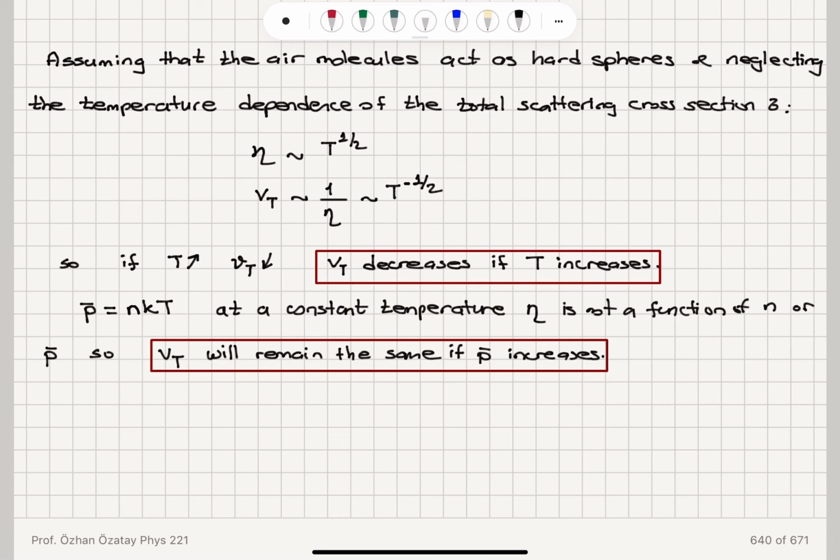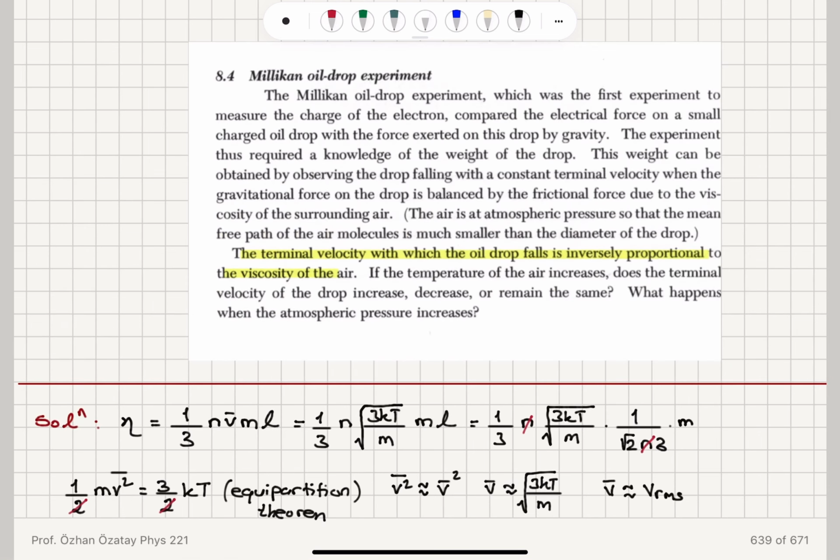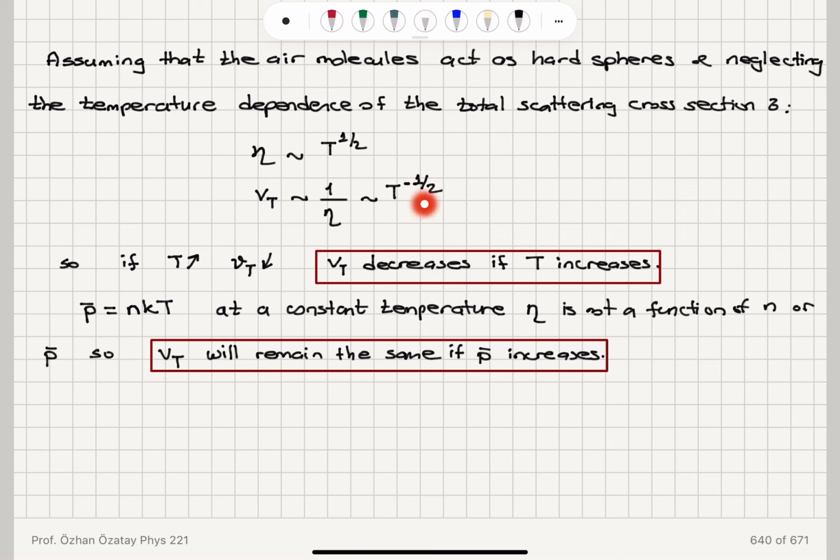With that, the viscosity becomes proportional to T to 1/2, and the terminal velocity, which is inversely proportional to the viscosity of the air, has T to minus 1/2 dependence. So if the temperature increases, viscosity increases as T to 1/2, and terminal velocity decreases as T to minus 1/2.